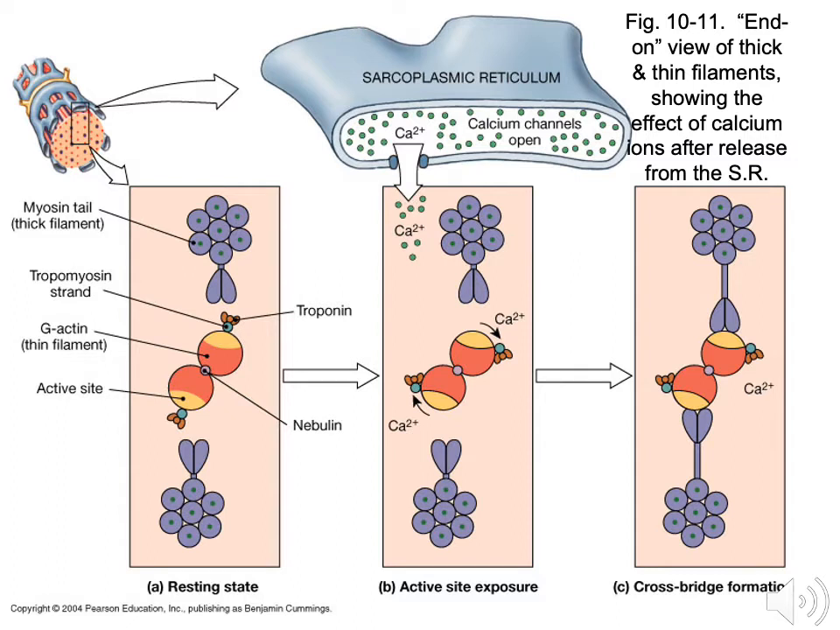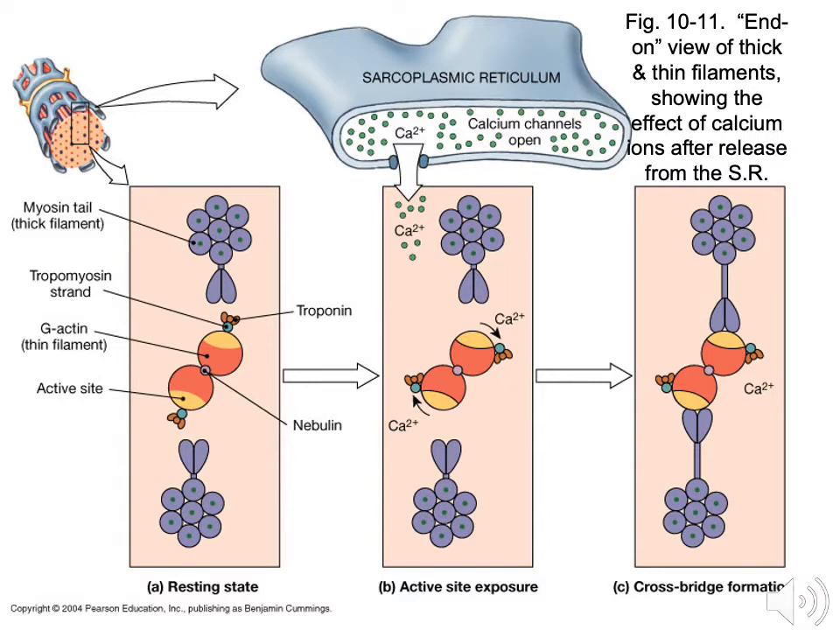Calcium binds to troponin, and when it binds to troponin, it triggers it to change shape. This in turn moves tropomyosin. Remember, tropomyosin is one of the regulatory proteins that at rest covers the active sites on the actin. So now it's changing shape. It moves away from those active sites and frees them up. And this is the start of the contraction cycle.